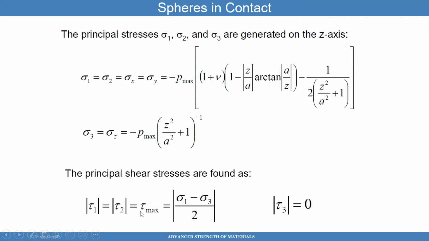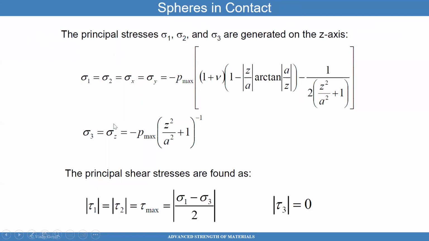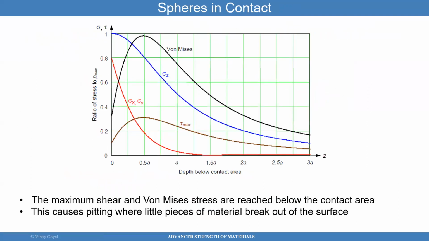So now what I want to do is plot for you the von Mises stress as you go through Z. What I'm trying to do here is start at the surface of the sphere and then move deep into the material to see what's going on. In the y-axis, I'm plotting a ratio of stress to the maximum pressure. In the z-axis, what you see is the depth where I'm looking at the value of stress.